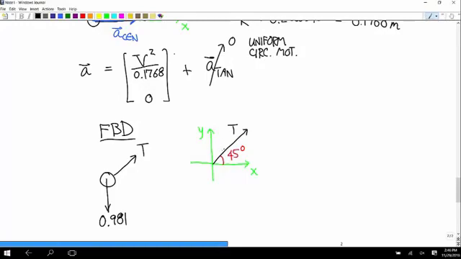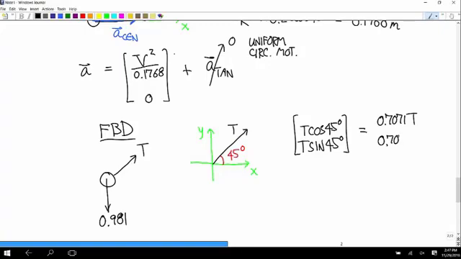And so how would you represent the components of that force vector? Yeah, T times cosine and sine. Yep, so that force vector is going to be T times cosine of 45, T times sine of 45. So that's 0.7071 T, 0.7071 T.